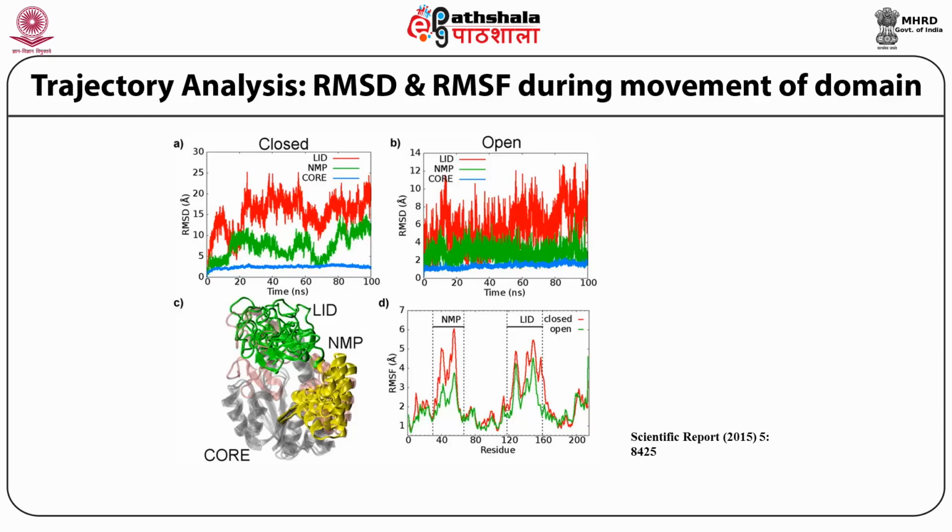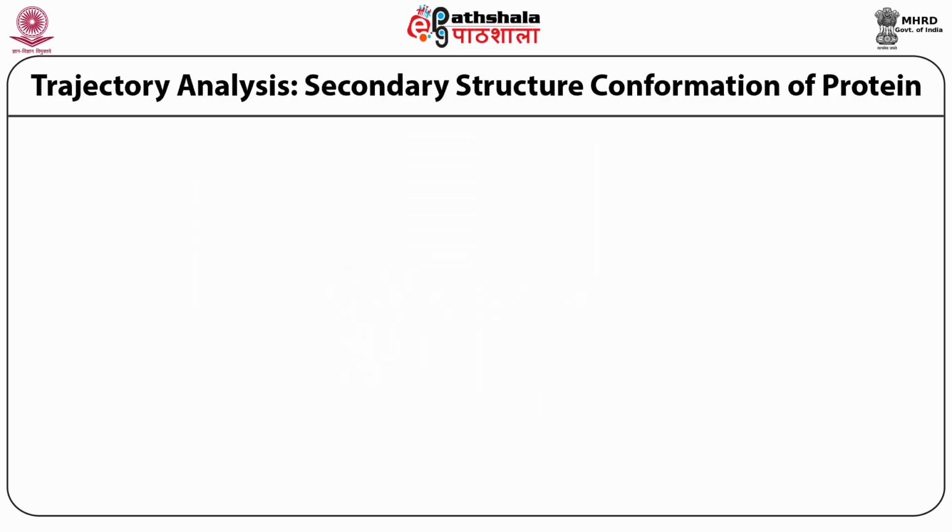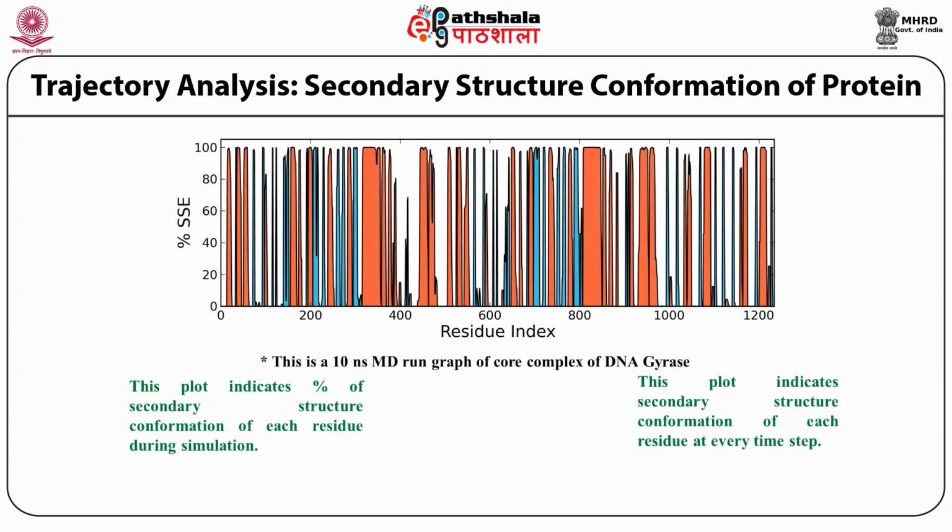And we can see here that the residues between 40 to 70 and residues between 120 to 160 are showing more fluctuations. And those correspond to the nucleoside binding domain and lid domain, which are more flexible or movable domains in kinases. We can also analyze the secondary structure conformation of proteins during different time scales of MD simulations.